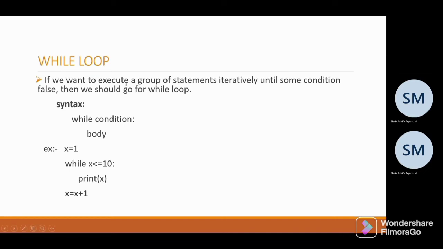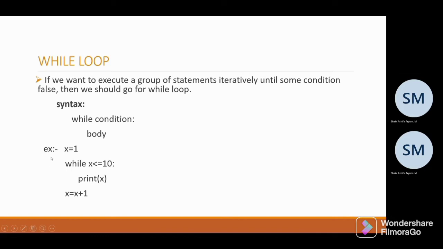That is, we want to execute a group of statements iteratively until some condition is false. Until the condition becomes false, the statements within this while block, that is the body, will get continuously executed. If the condition is false, then only it will come out of this loop.